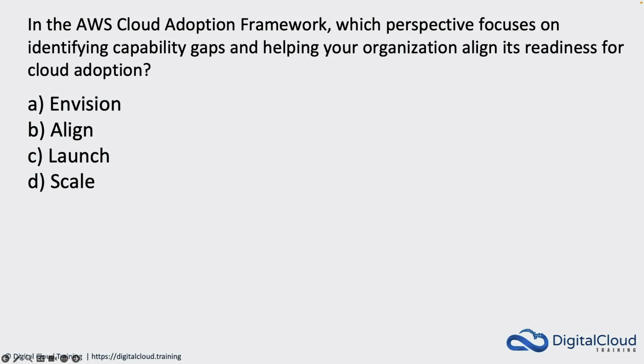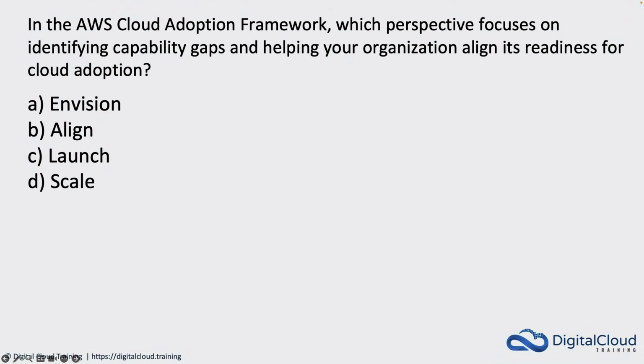All right, so we're on to the last question now. In the AWS Cloud Adoption Framework, which perspective focuses on identifying capability gaps and helping your organization align its readiness for cloud adoption? So this is one where it's highly recommended that you read the white paper on the AWS Cloud Adoption Framework. You do have to understand some of the details of this framework. And this question just highlights that. So you need to understand the various different perspectives and what they are for.